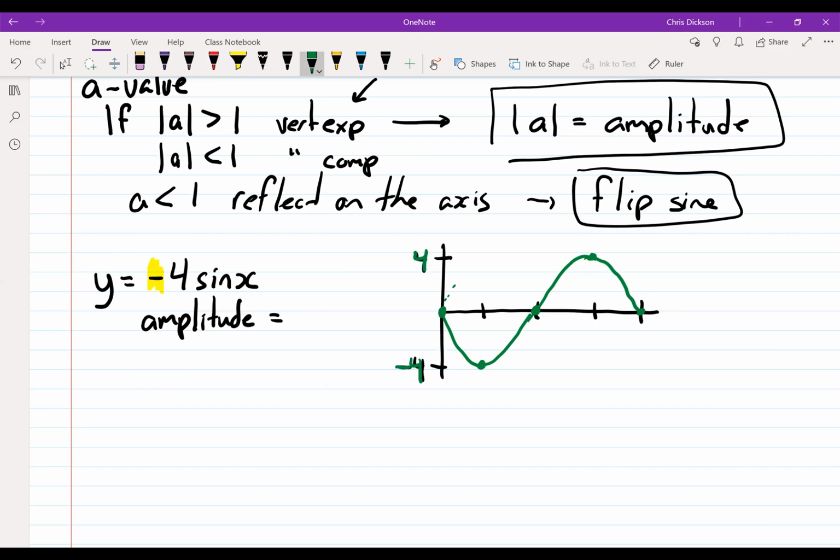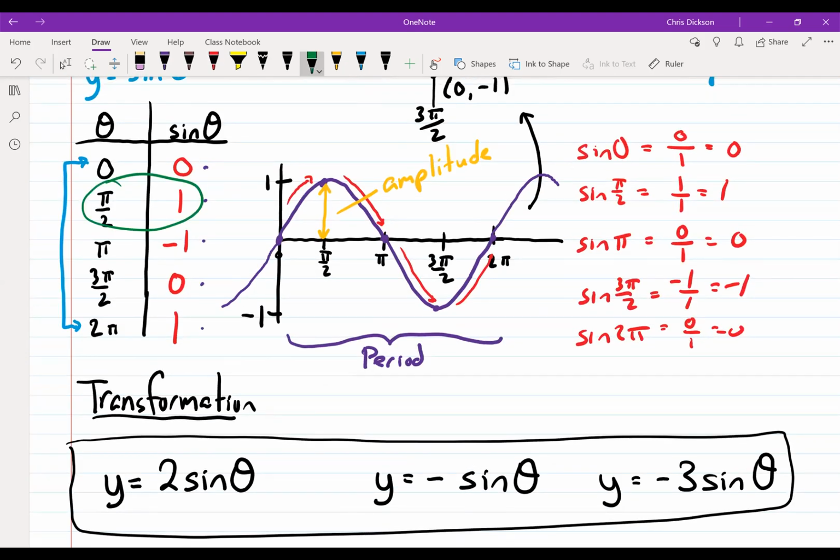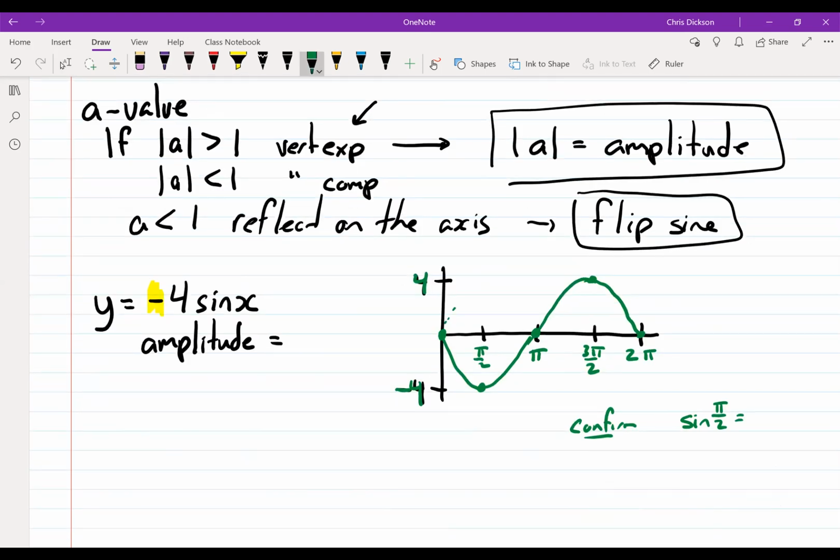And then I didn't change the period at all here, so this would still be pi, 2 pi, pi over 2 and 3 pi over 2. And you can confirm any one of these points. Say you confirmed it, and someone said, well, what's the sine of pi over 2? The sine of pi over 2 was 1, right? So what would negative 4 times the sine of pi over 2 equal? Well, we know the sine of pi over 2 is 1, so this must equal negative 4. And you can see that right there.